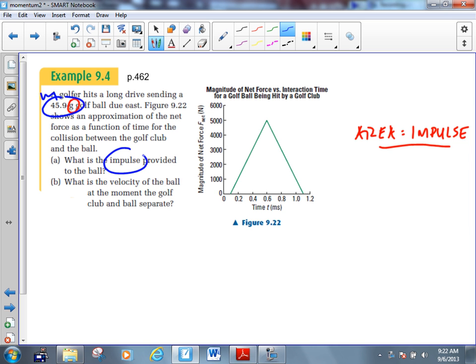So we're looking for delta p, and we're also looking for the velocity of the ball at the moment the golf club and the ball separate. That's a good question. Okay, so we're looking for vf there. It's a bit of an odd graph if you look at it actually. It looks like the force, as you hit the golf ball, is increasing till it reaches a peak value, and then it decreases. Why does the force decrease?